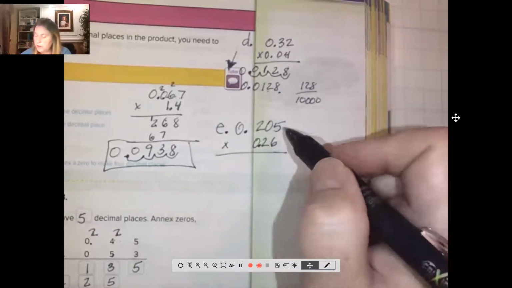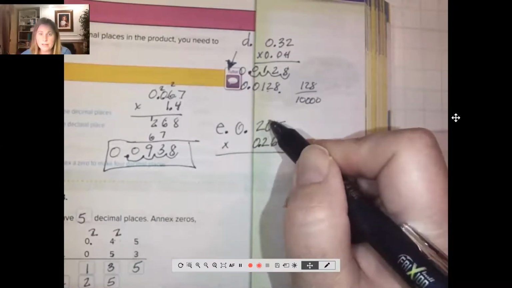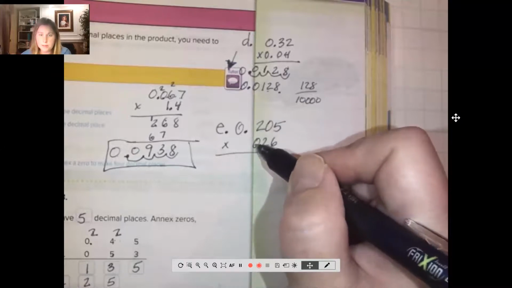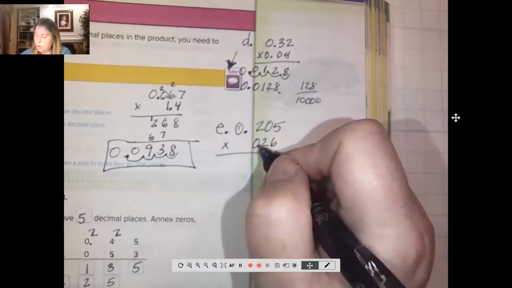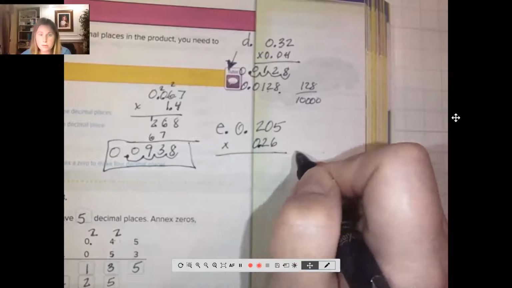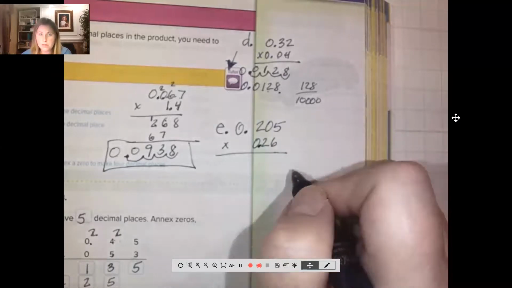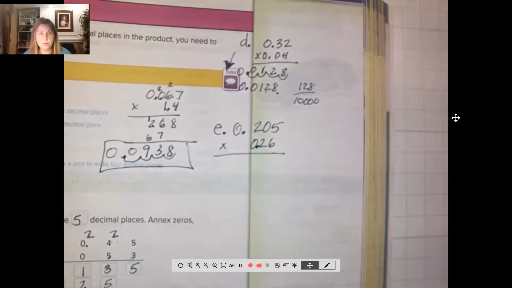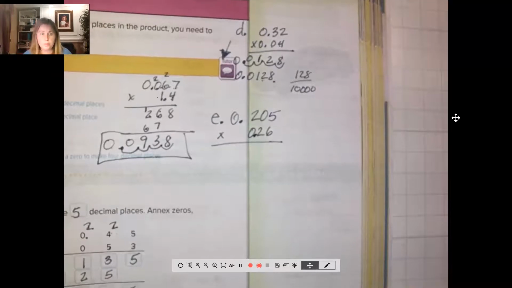And I'm careful. See how I lined up my 6 under the 5. I lined up the 2 under the 0. I lined this 0 up under that 2. So if I'm writing these numbers medium sized, I'm writing the numbers underneath them that same size, just so I don't get out of line. Okay, so be neat. Or even if you're not neat, be in line.